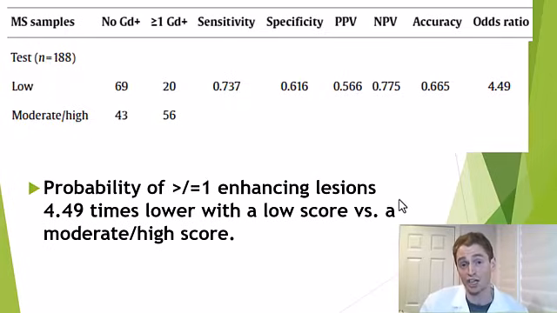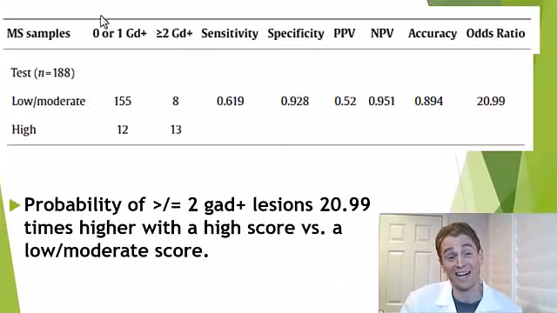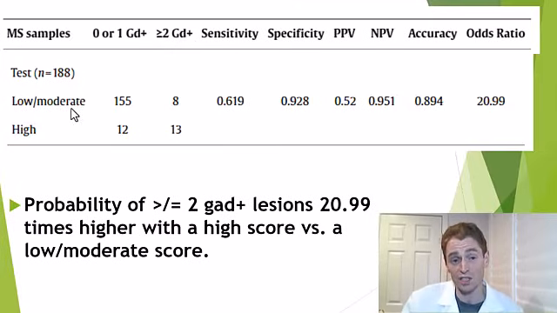So there's definitely association. When looking at multiple active lesions, the data were even stronger. So now the columns are divided into 0 or 1 active lesion versus 2 or more gadolinium enhancing lesions. And for people with a low or moderate score, 155 had 0 or 1 active lesions versus only 8 with multiple lesions. Whereas for people with higher scores, it was a 50-50 split, 12 with 0 or 1 lesion and 13 with multiple enhancing lesions. Said in a different way, if you have a high score, you have a 20.99-fold higher probability of having multiple active lesions on your MRI at that point in time.